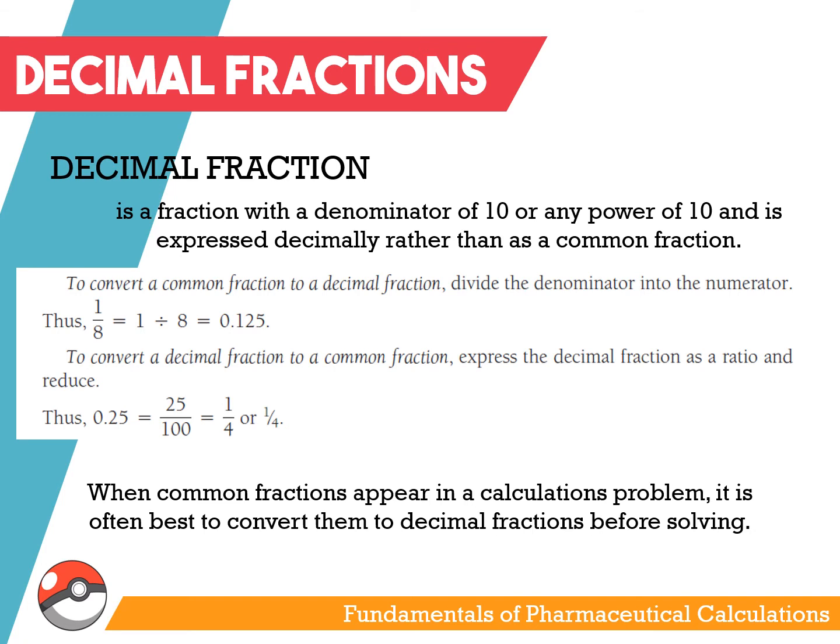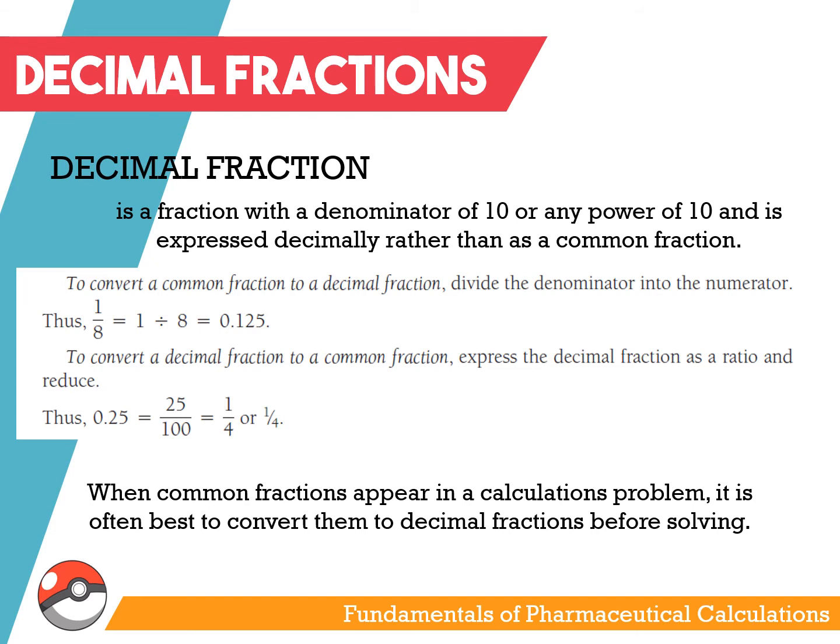Since you know about fractions, I'm sure you also know about decimals. So decimal fractions are fractions with a denominator of 10 or any power of 10, can be 100 or 1000, and they are usually expressed decimally rather than as a common fraction. So to convert a common fraction to a decimal fraction, you simply divide the denominator into the numerator. For example, 1 over 8 can be converted to decimals by simply dividing 1 to 8. So 1 divided by 8 is equal to 0.125.